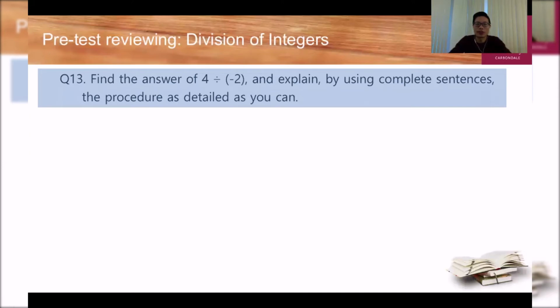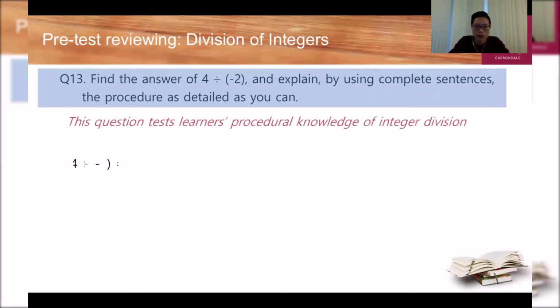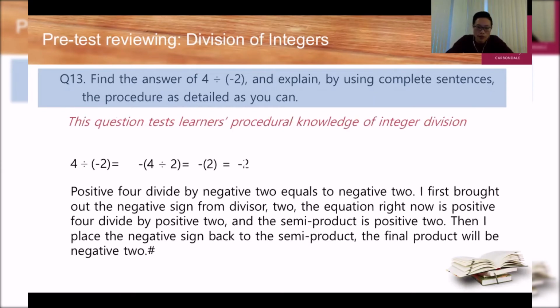So this is question 13. Question 13 is a procedural knowledge question, right? So 4 divided by -2, I first brought out the negative sign from the divisor. The equation right now is positive 4 divided by positive 2. And the semi-product here is positive 2, right? And then I place a negative sign back to the semi-product. The final product will be -2.